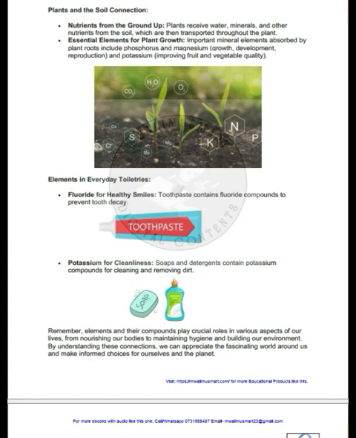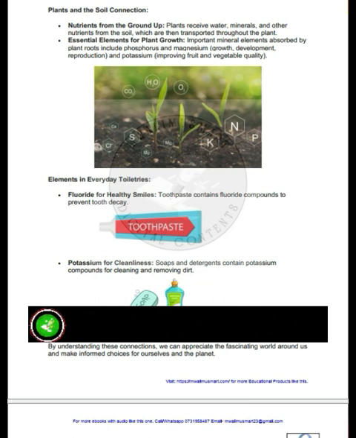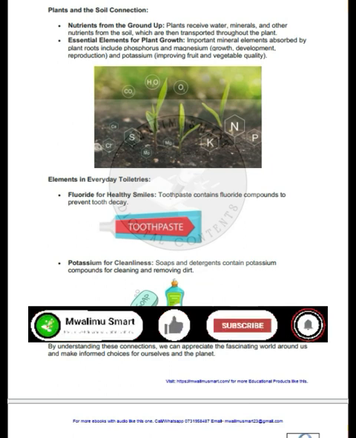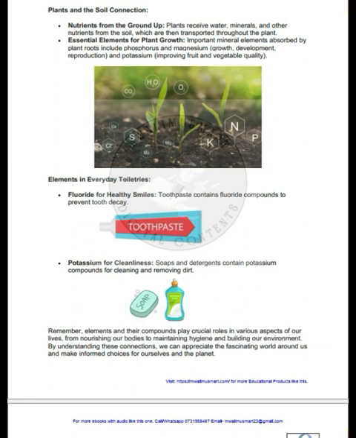Remember, elements and their compounds play crucial roles in various aspects of our lives, from nourishing our bodies to maintaining hygiene and building our environment. By understanding these connections, we can appreciate the fascinating world around us and make informed choices for ourselves and the planet.